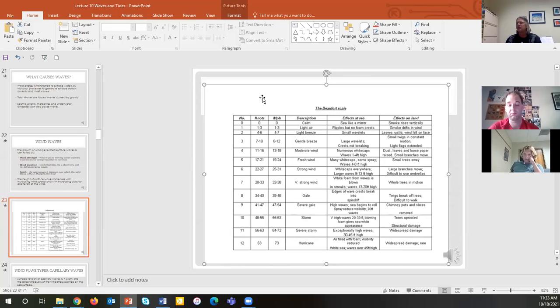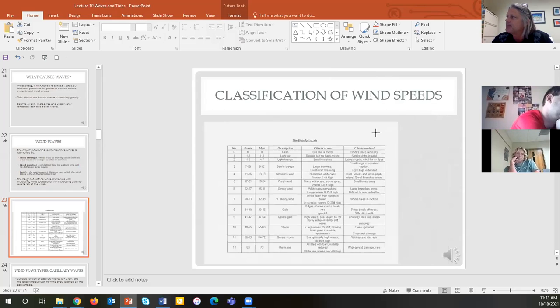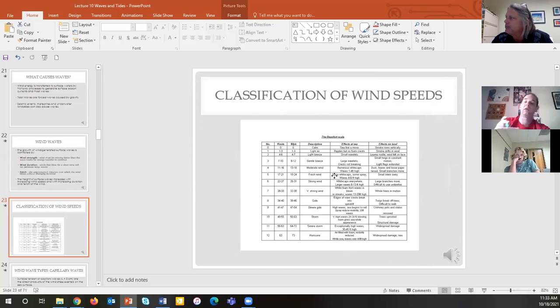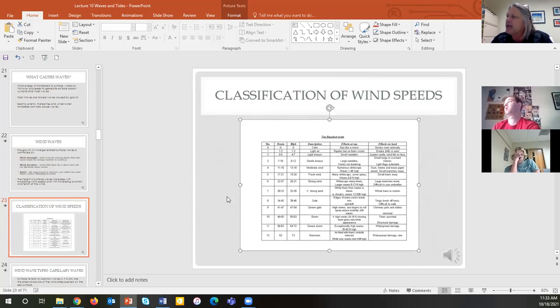Just a reminder, a knot stands for nautical mile. It's based on the 1 minute of latitude on the Earth. So a knot is not a statute mile, which we're very familiar with here on land. So here's the Beaufort scale of wind classification.